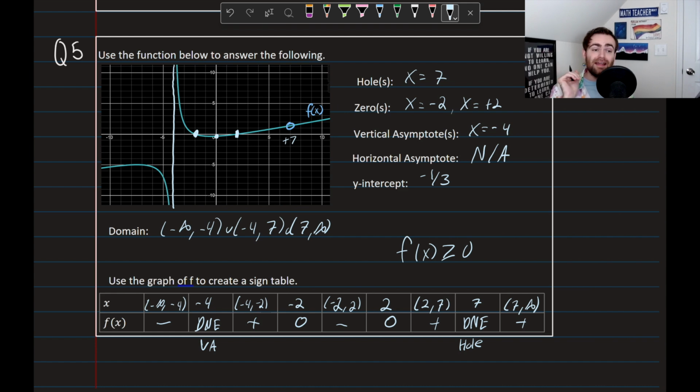Now do keep in mind that the signs don't have to switch between zeros. Remember, we had multiplicities of 2. The same thing happens with vertical asymptotes. If a vertical asymptote has a multiplicity of 2, the sign is not going to change either. We'll talk about multiplicities with all of this stuff a little bit later, but just keep your mind open and fresh to these ideas.